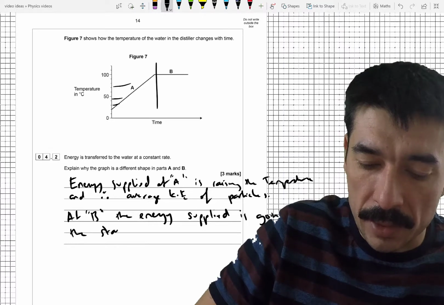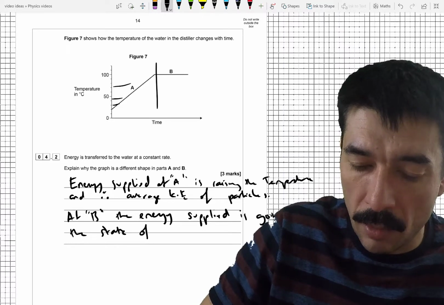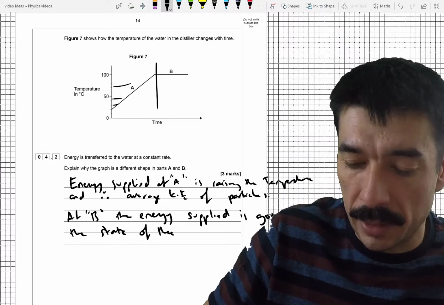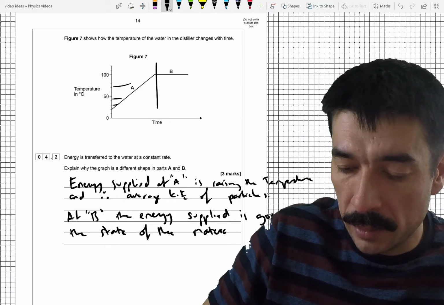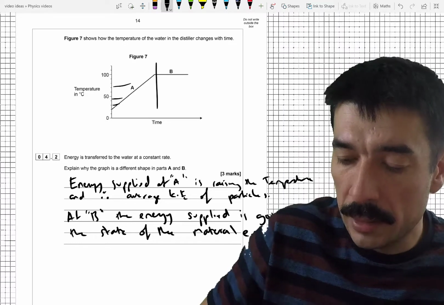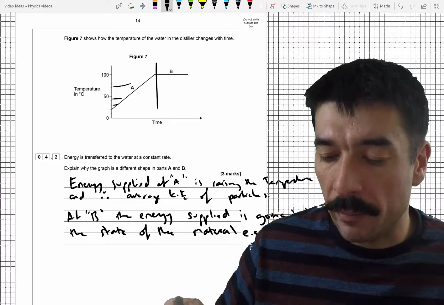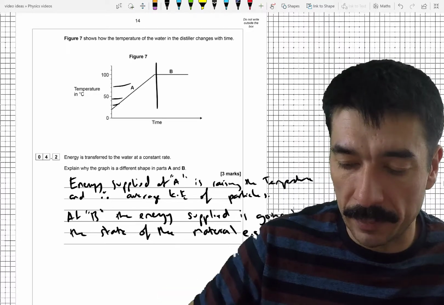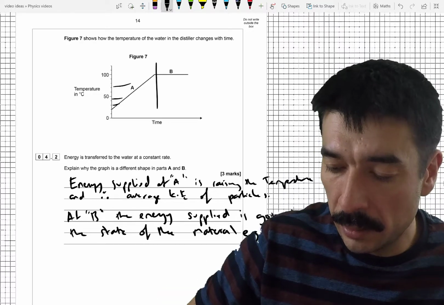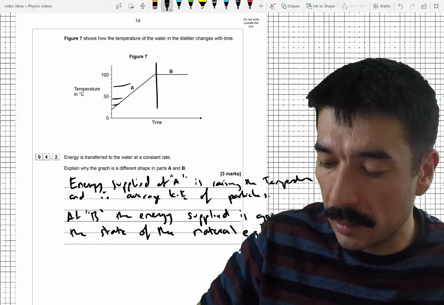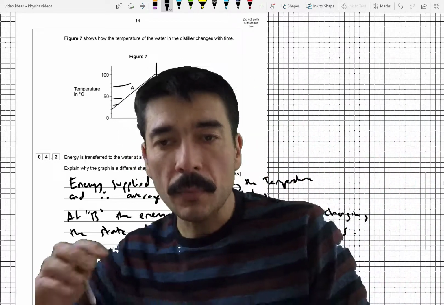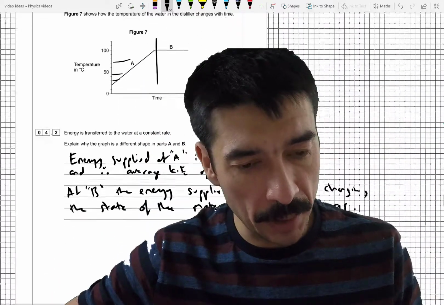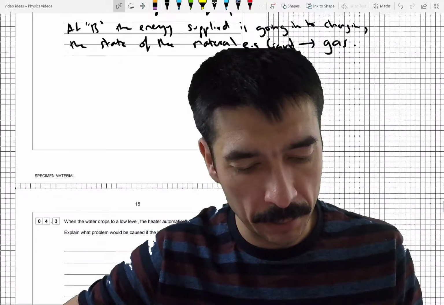The state of the solid, the state of the material, e.g. so we're going from liquid to gas, so I may as well use the example they've given us, liquid to gas. Okay, I think I've said enough there to get those marks, hopefully 3 marks. We'll check the mark scheme in a second.